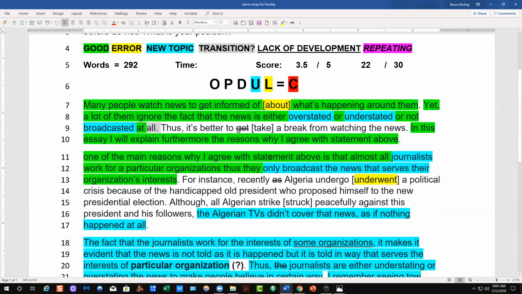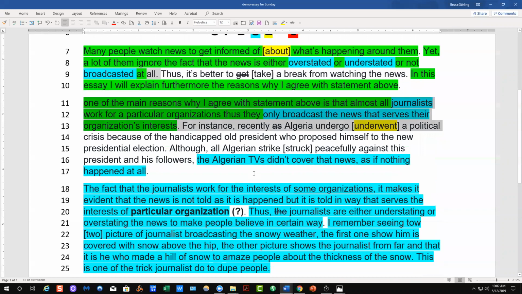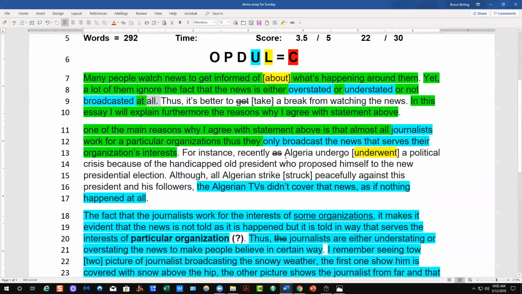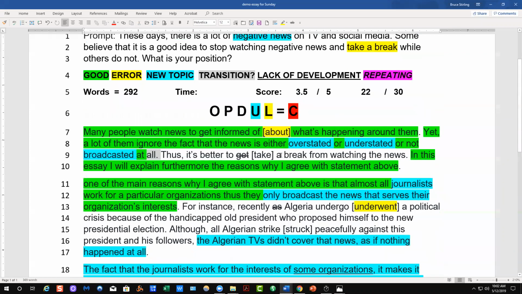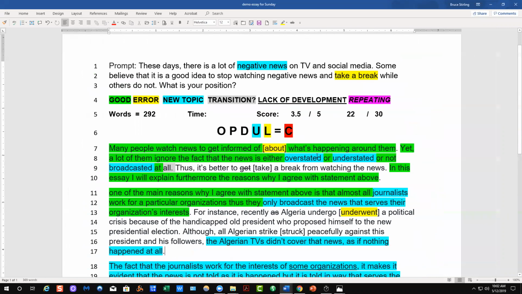But as you can see upon close analysis, it's really a 3.5. What's interesting about this essay is it started out very good. Look at all this green. It's like, oh wow, this is pretty good. Green, green, green. Uh-oh, okay, keep going. And then you see what happens. Suddenly it goes from code green to code blue. So definitely a 3.5. That is how we would score that essay.